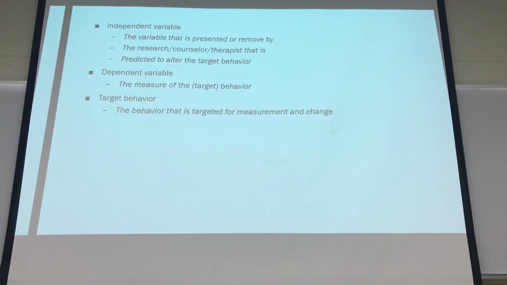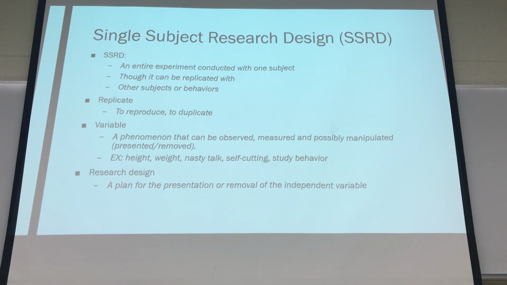This is the variable; the dependent variable is the variable that is predicted to change following manipulation of the independent variable. Okay? So, we're going to translate this in a different way. We're going back to our variables here. All right?